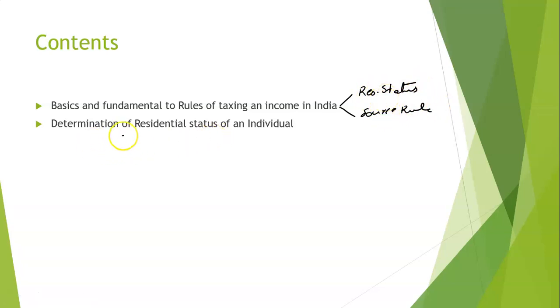So I'll be giving you all the basics regarding both these rules in this video, and after that we'll be going to the determination of residential status of individuals. See, we have this process of determining residential status for all our assessees, for firms, for companies, for LLPs, for AOPs, BOIs, etc. But then individuals' residential status determination is the most important one, and I'll be covering just that area for this video. The rest of the assessees we'll see in the other video. And again, the source rule also will form part of other videos as well.